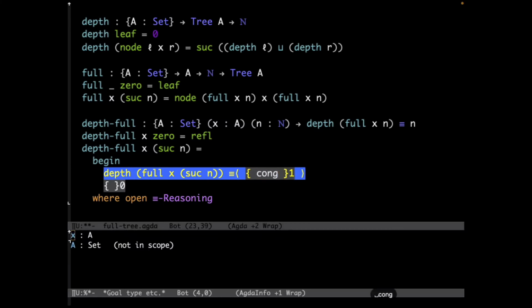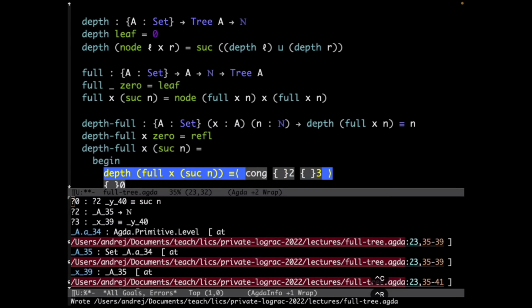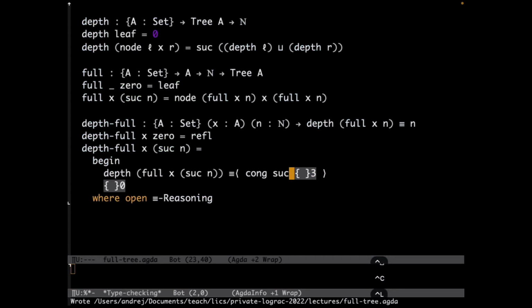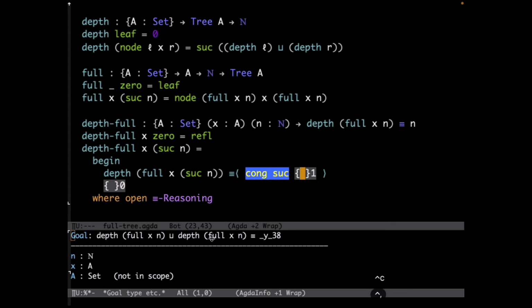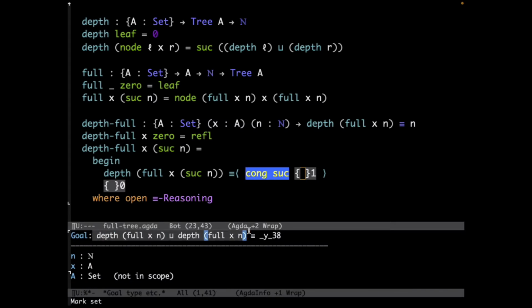Cong is the thing that goes underneath, if you remember from last time. I can submit this with Control-C, Control-R, but I already know what this one is. I have to tell it under what? I say under successor. So I submit this, and it says, okay, fine, you're going to argue under successor, and if I look at the goal here, you see now it's without the successor. So if you want to go underneath, you do this.